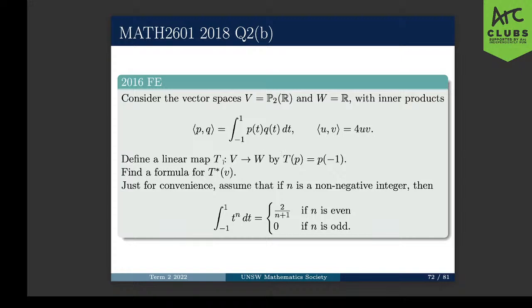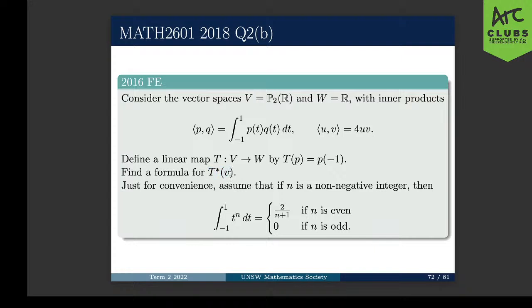Let's define a linear map that goes from V to W by T of p equals p of -1. Remember, the domain of T is a space of polynomials, so p is a polynomial, and we just want T of p to be that polynomial evaluated at -1. Our task is to find an explicit formula for the adjoint of T.